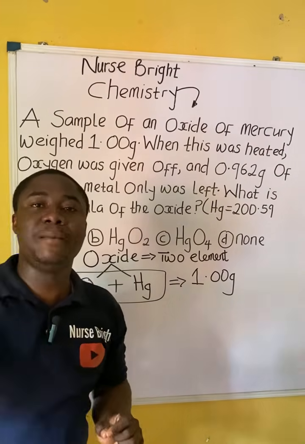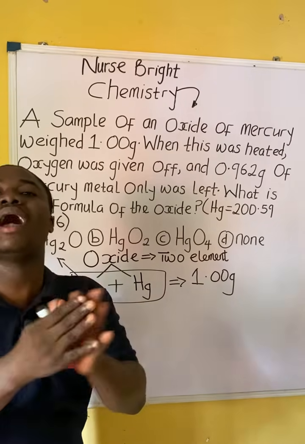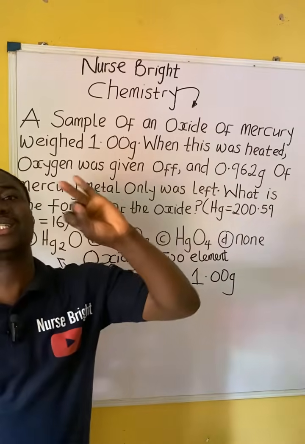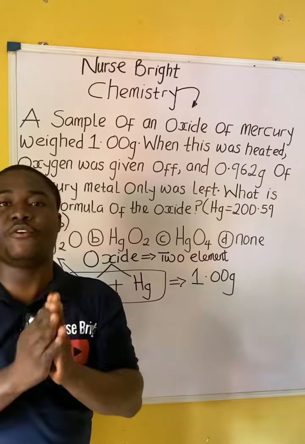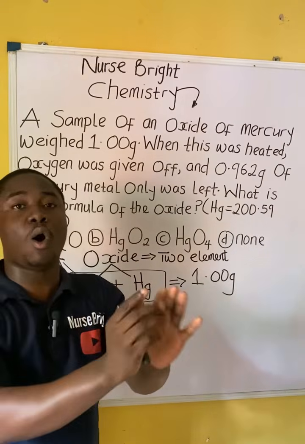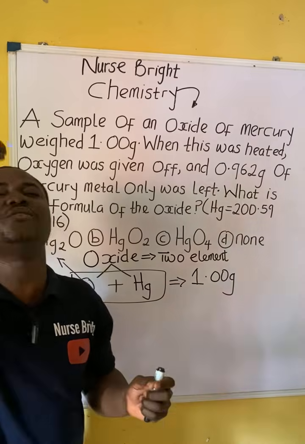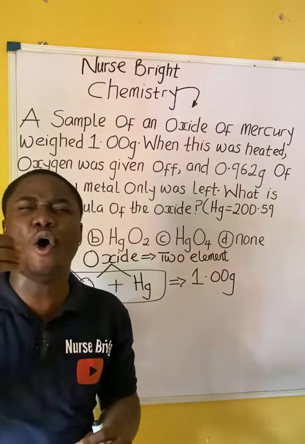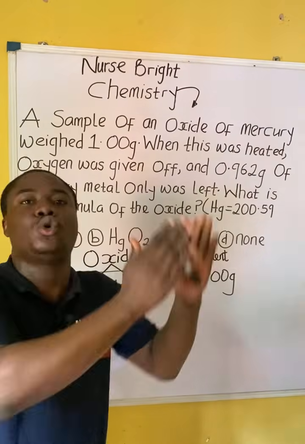Now, listen. In chemistry, whenever you are asked to calculate or determine the formula of compounds, formulas in this aspect can be of two types. It can be what we call empirical formula or what we call molecular formula. In questions like this where they say, what is the formula? Most of the time, they want you to calculate the empirical formula. And there is a method, there is a way to do that.